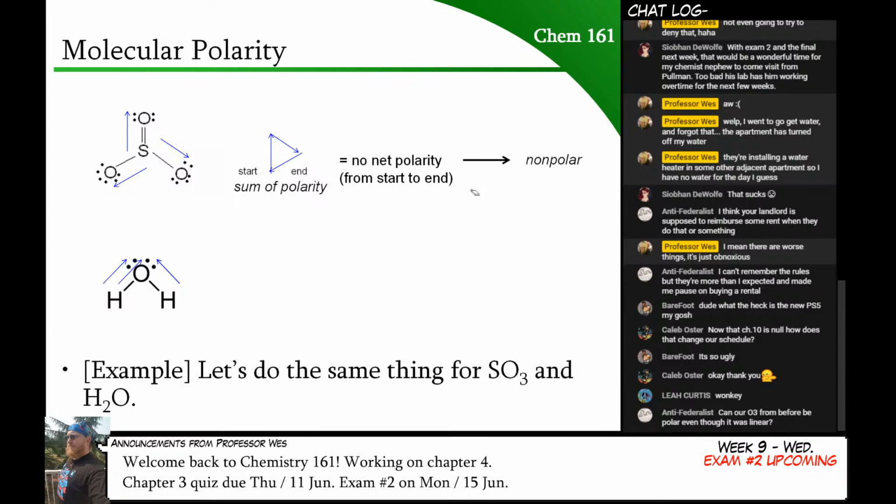But with water, you're going to see really quickly that these don't cancel. I ended somewhere very different than where I started. So water has a net polarity, and the direction of the polarity is the direction that the electrons got moved to. The negative side of the arrow would be the end point, where the electrons are, and the positive side would be the butt of the arrow, or the tail of the arrow. So we would say that water is polar, and SO3 is nonpolar, by drawing these polarity arrows and moving them around.